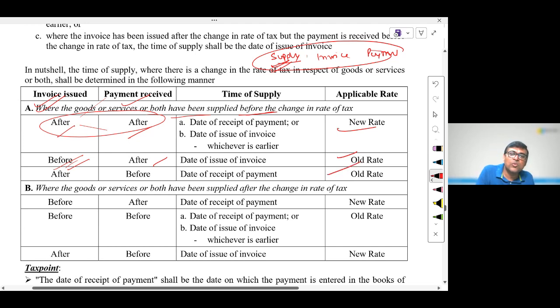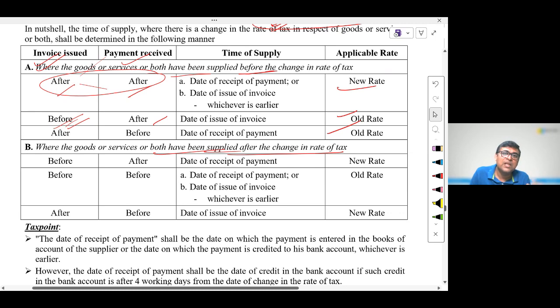While the goods or services or both have been supplied after the change in the rate of tax, the supply was made after, so one vote is already for the new rate. Now for decision making, we need one more vote. That means one more event should take place after the change in the rate. Before, after: since one event was done after the change in the rate of taxation, the new rate would be applicable. Before, two votes are in the old rate, so the old rate is applicable. One after, before: the new rate would be applicable.